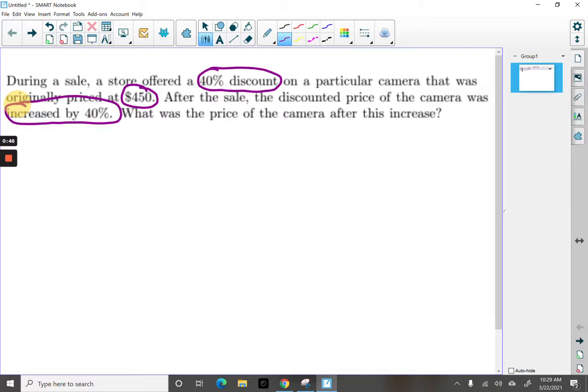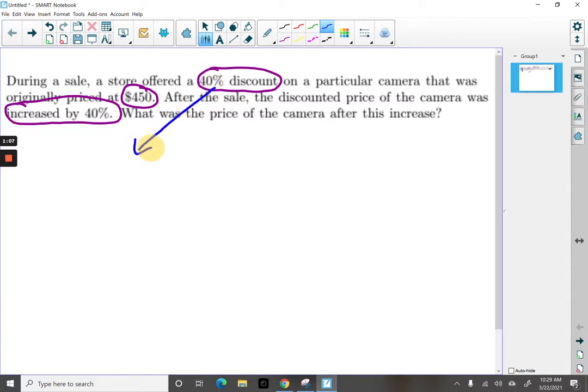Okay, so there are multiple ways to solve this problem. We're going to be going over a few of them, I think 3 of them, very quickly. Now, one of the first things I can do is figure out what is 40% of 450. So that's where I'm going to start.